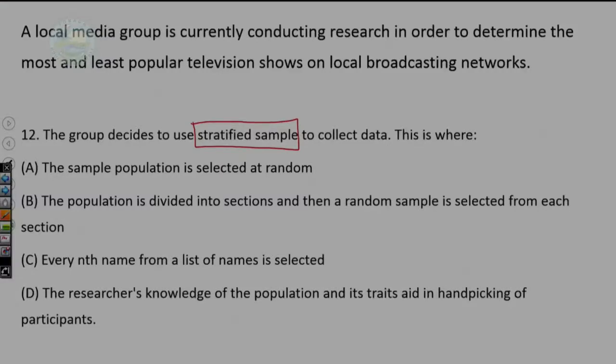A says that the sample population is selected at random. B says the population is divided into sections and then a random sample is selected from each section. C says every nth, every ninth name, and this here is specific for when we're talking about quantitative.